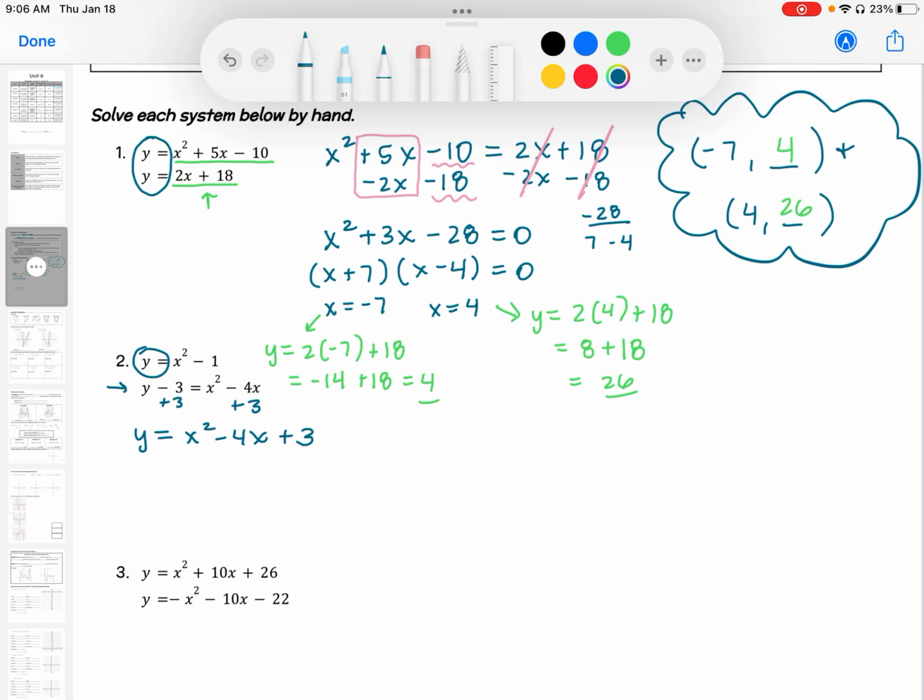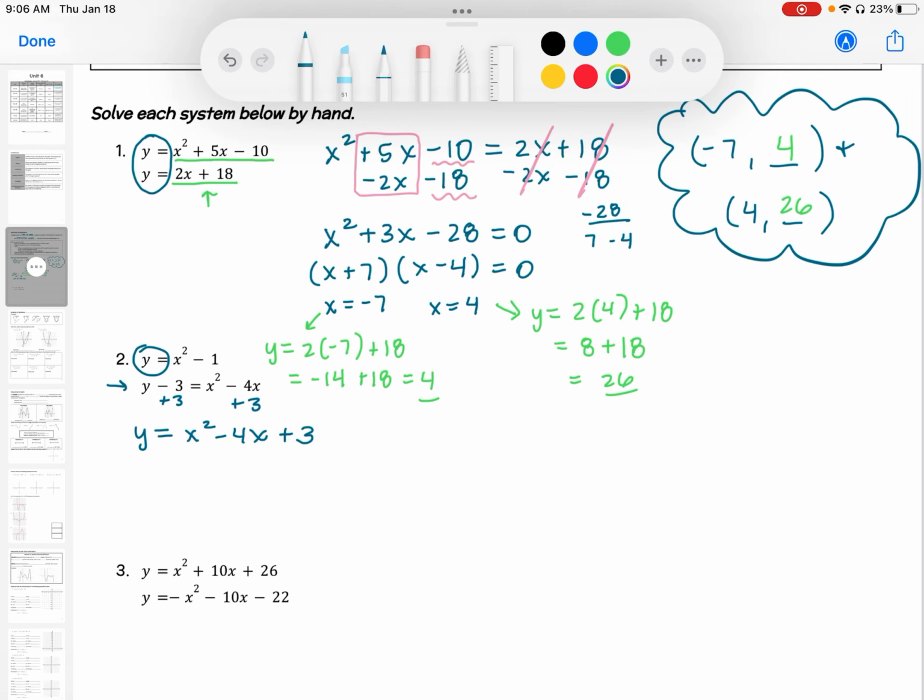Okay, so now we're going to do the same thing we did from the previous problem. So I'm going to go ahead and set x squared minus 4x plus 3 equal to x squared minus 1. And then we're going to go ahead and get everything to one side. So I'm just going to move over here, minus x squared plus 1, minus x squared plus 1. And then let's cross out our 0 pairs. So this will be 0, this will be 0.